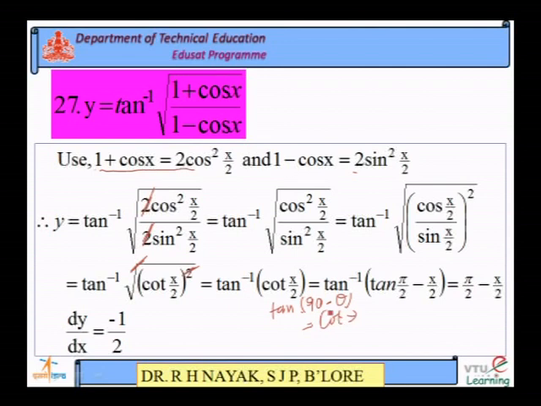Therefore, according to that, my intention is to take it in terms of tan, then tan inverse of tan goes. That is why I have taken it in terms of tan inverse of tan; this is 90 minus theta. So tan inverse of tan goes, and it becomes pi by 2 minus x divided by 2. Now you can differentiate. Differentiation of a constant is what?